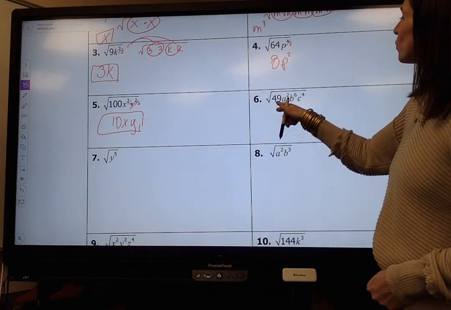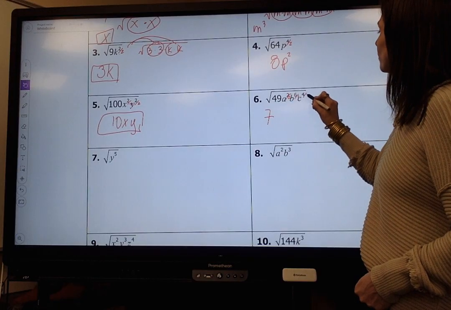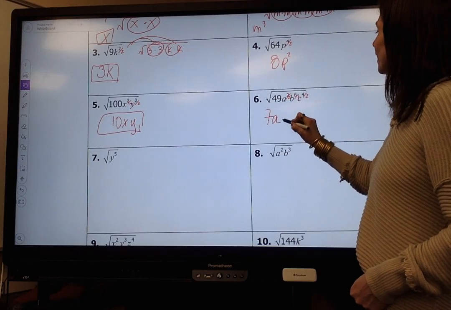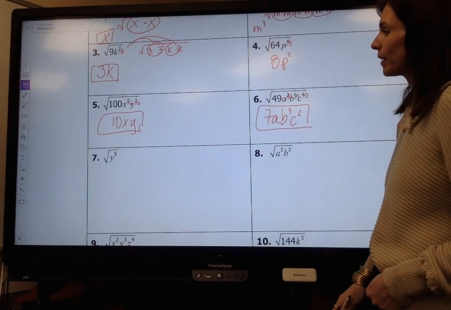Over here, square root of 49 is 7, and then I'm going to divide all these by 2, and I get a, b to the 3rd, c squared. And that's my final answer.